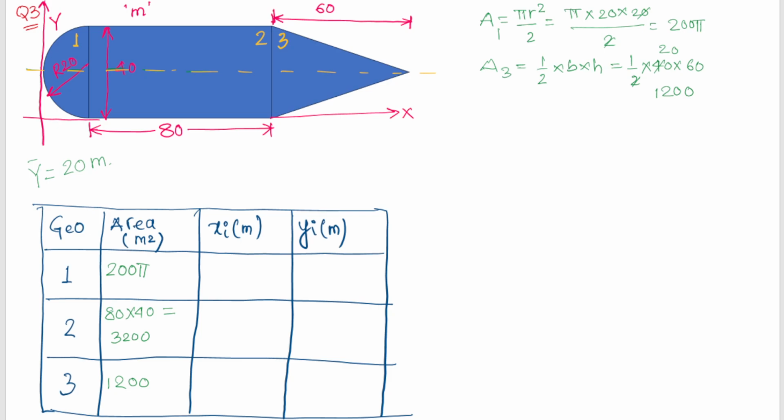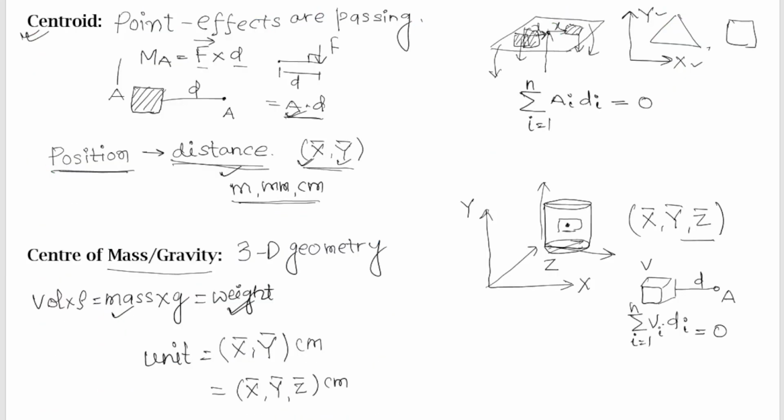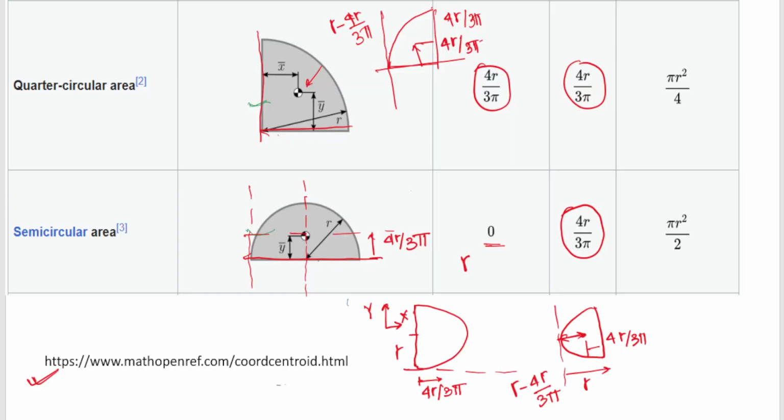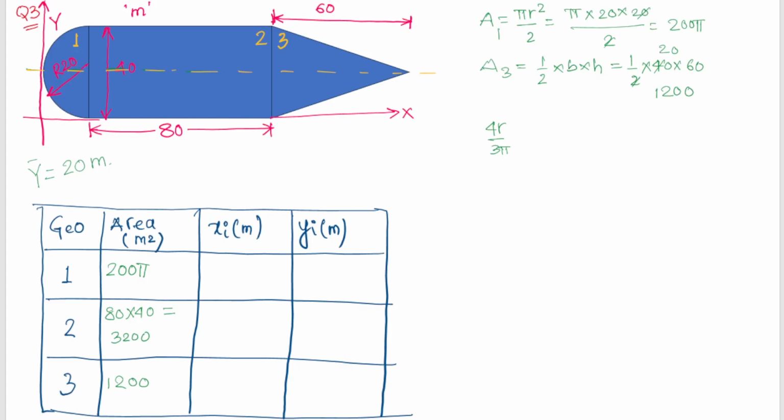For a semicircle, from the flat side, the centroid location is given as 4r by 3 pi. Yeah, we are right. So if it is from the flat side and we see that the reference axis is placed on the curvy side, then from the curvy side it can be given as r minus 4r by 3 pi.